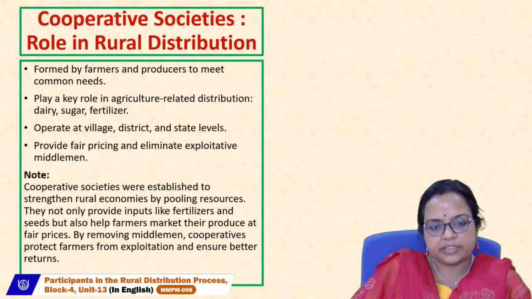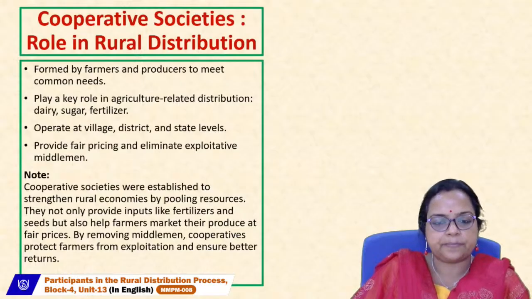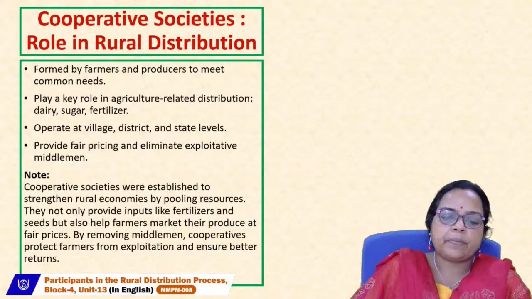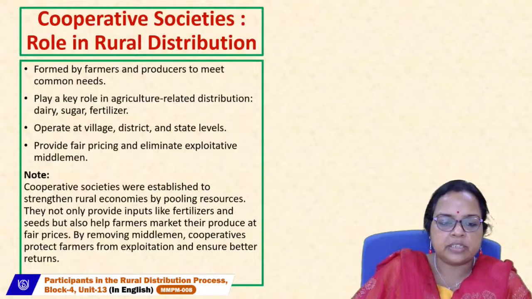So they operate at village, district, and state levels, provide fair pricing, and eliminate exploitative middlemen. They not only provide inputs like fertilizers and seed, but also help the farmers market their produce at fair prices. So these are important distribution intermediaries, or participants in rural distribution channels.